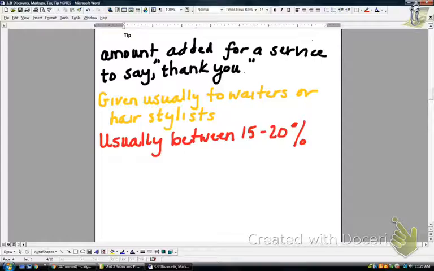The last vocabulary word is tip, and tip is the amount added for a service to say thank you. So we usually give a waiter or waitress a tip, and sometimes when we go get our hair done, we give our hairstylist a tip. And tips are usually between 15 and 20%. Sometimes if the service is really bad, you might give less than 15%, and sometimes if the service is really good, you might give more than 20%. But typically a tip falls between 15 and 20%.